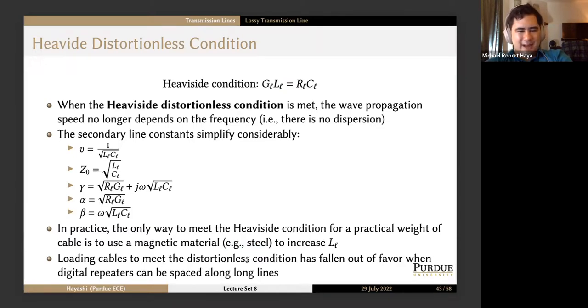Now, this has fallen out of favor nowadays because we have digital repeaters. So along a long line, every X meters or so, you just put a digital repeater that reads the signal and then repeats what it sees out on the line to avoid this issue. So instead of having one long transmission line, it's a bunch of medium length transmission lines with repeaters.